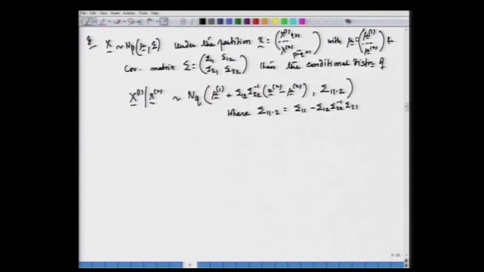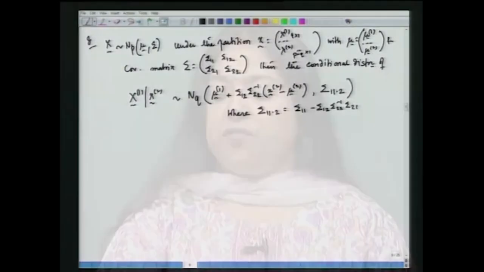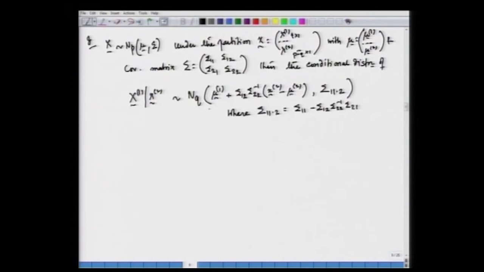Now, note that the other part, that is x 2 given x 1, can be obtained by symmetry, and we will just replace 1 by 2 here, and we get a p minus q variate normal distribution with the proper changes in the parameters. For the proof of this theorem, we just use a very special form of the A matrix.